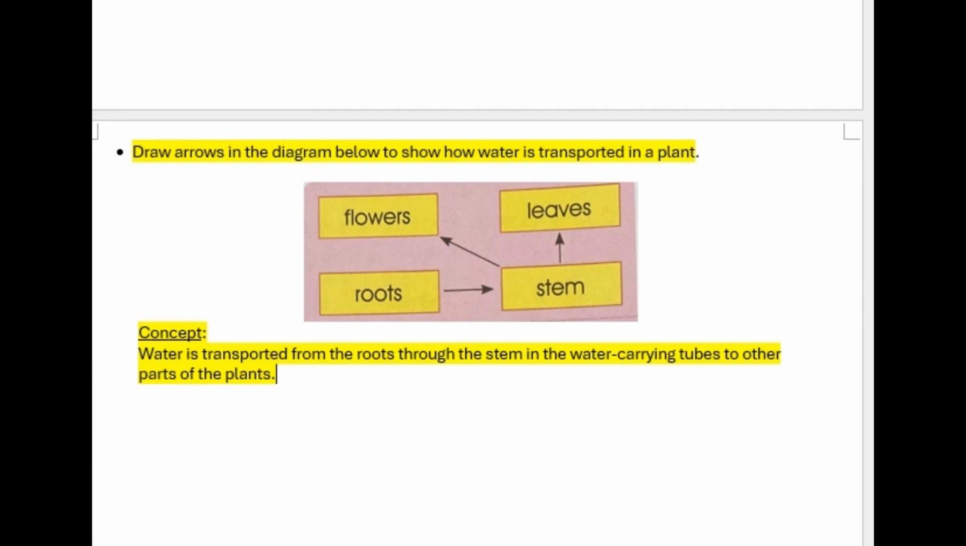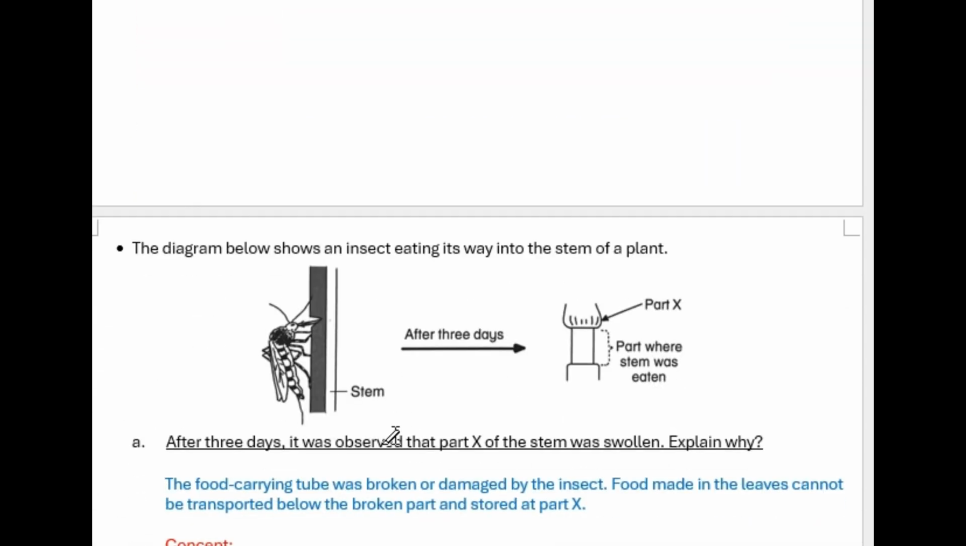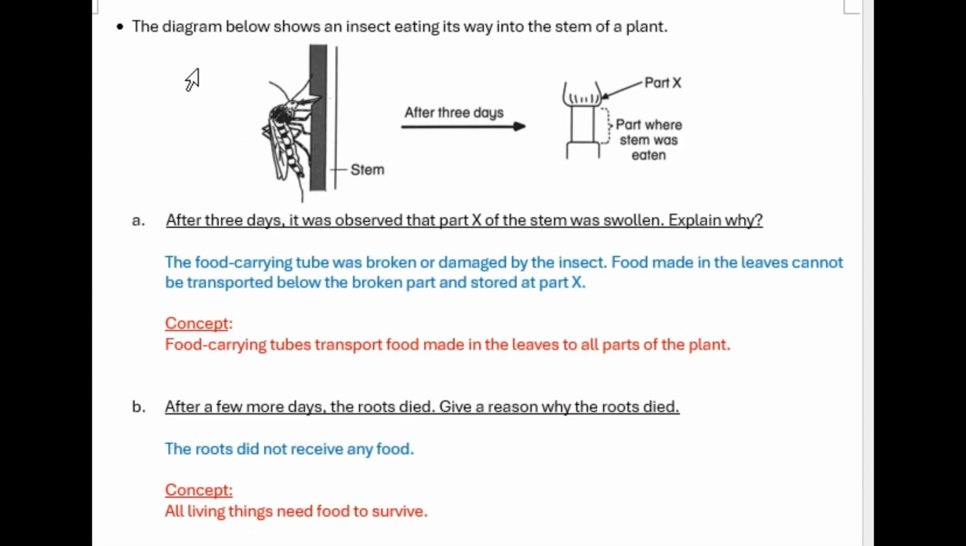The diagram below shows an insect eating its way into the stem of a plant. After 3 days, it was observed that part 10 of the stem was swollen. Explain why. The food-carrying tube was broken or damaged by the insect. Food made in the leaves cannot be transported below the broken part and stored at part 10.